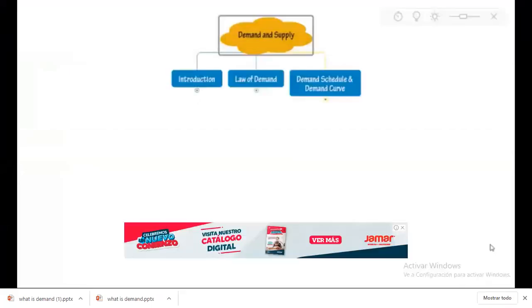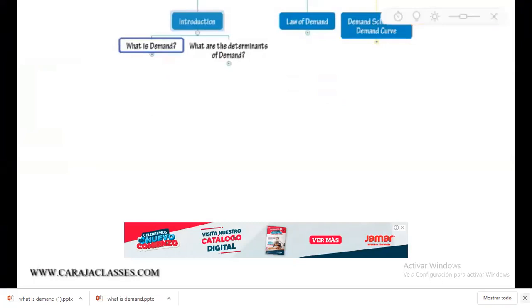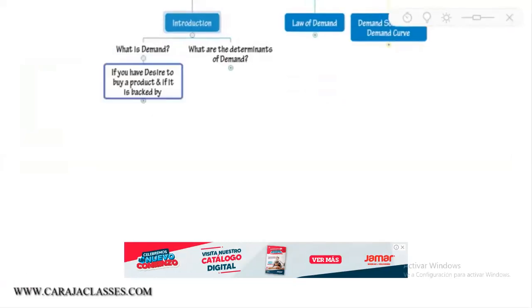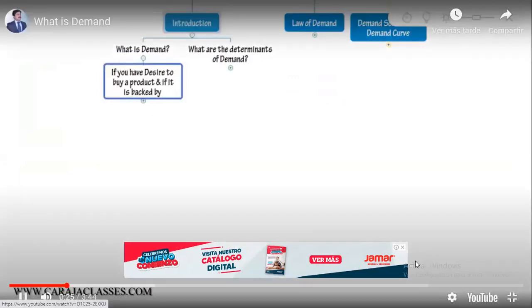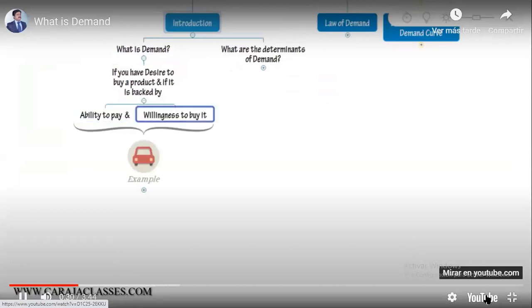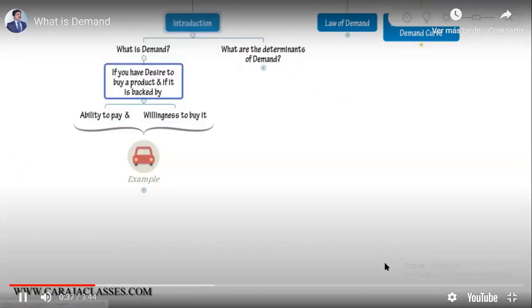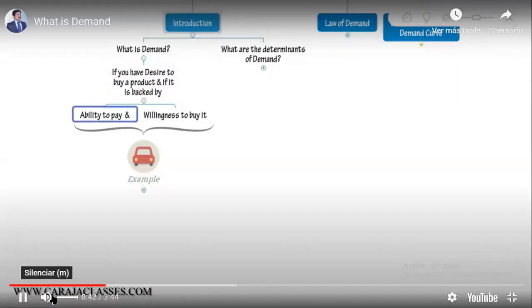In this section, we'll be understanding about demand and supply, and in this session, the focus is understanding what is demand. What do we mean by demand? Let's say you have a desire to buy a product, and that desire, if it is backed by ability to pay and willingness to buy that product, then we say there's a demand for the product. Okay, so demand means there should be desire, backed by ability to pay and willingness to buy. Only then we can say there's a demand.